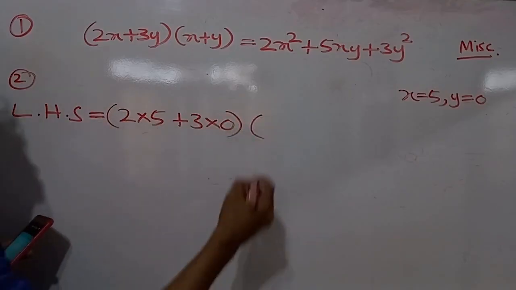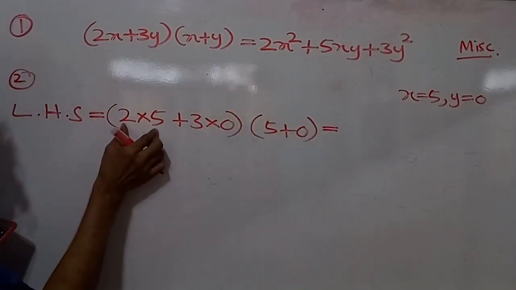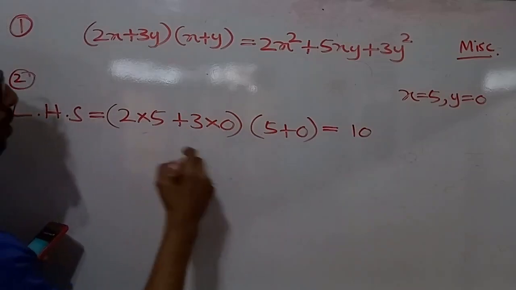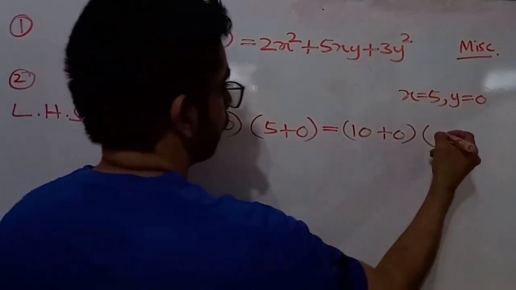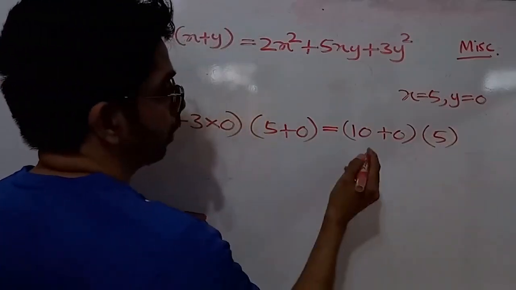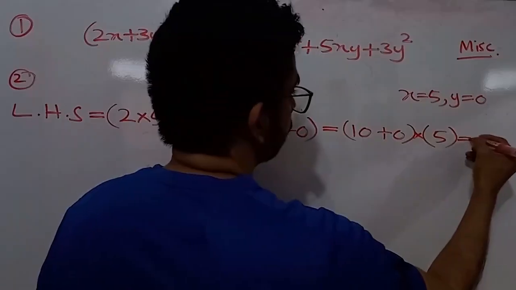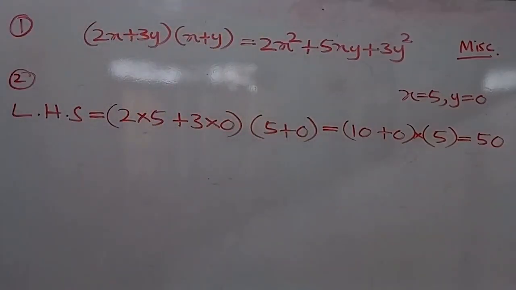Next, what is x? 5. Plus y is what? 0. Then what comes here? 2 times 5, that is 10. 3 times 0, that is 0. Into 5 times 0, then 5. Then the multiplication here. So 10 into 5, that is what? 50. So the left hand side is 50.